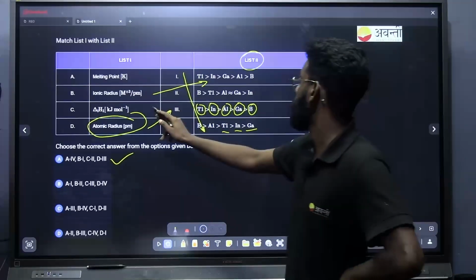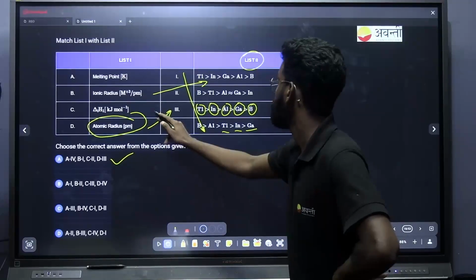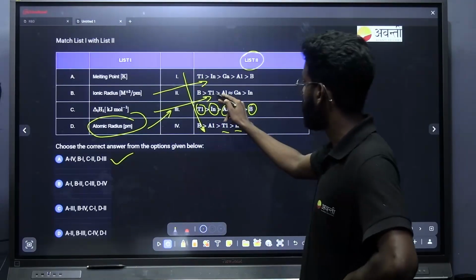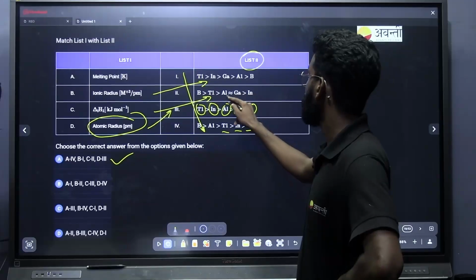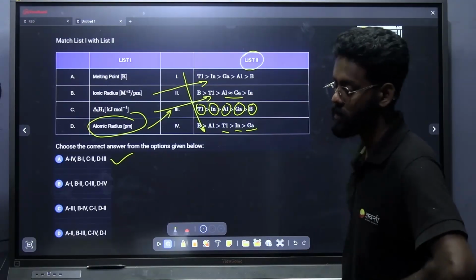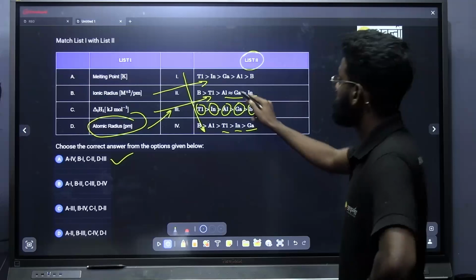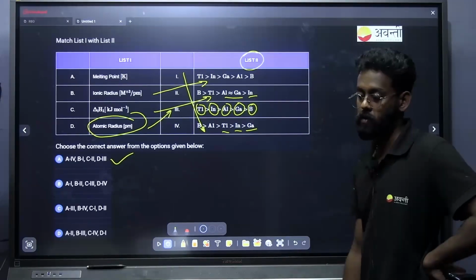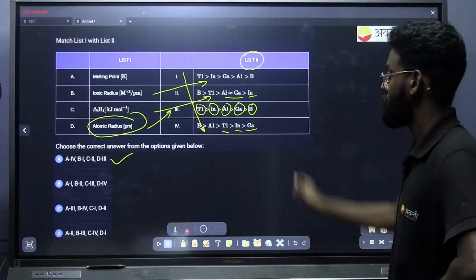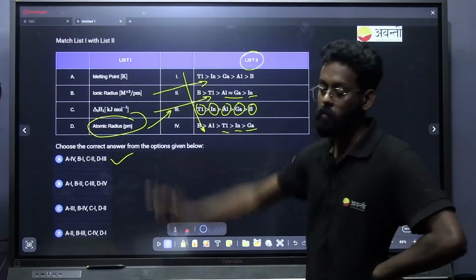Now first ionization enthalpy, option C. That is boron, then thallium, then aluminium. Aluminium and gallium have almost similar ionization enthalpy. Then indium. So these are the points I want everyone to take note of, because the question can ask. These are the important exceptions in the boron family.